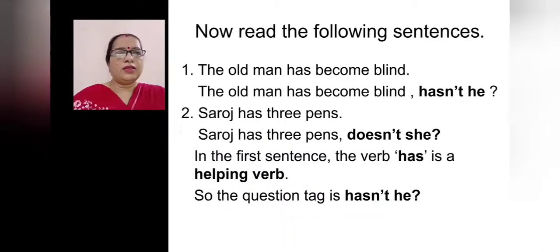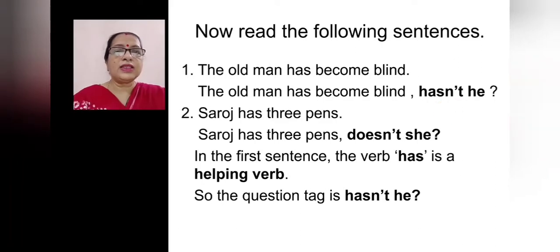Okay. Now read the following sentences. The old man has become blind. The old man has become blind, hasn't he? Now in this sentence, what you have seen, has is the auxiliary verb. So the question tag is hasn't he. So when you have an auxiliary verb, you will have the same thing in the question tag.